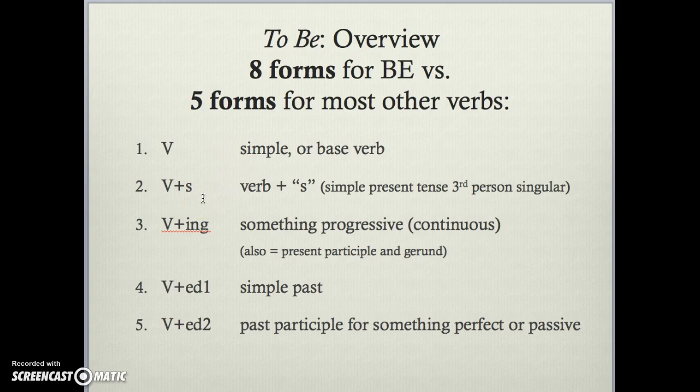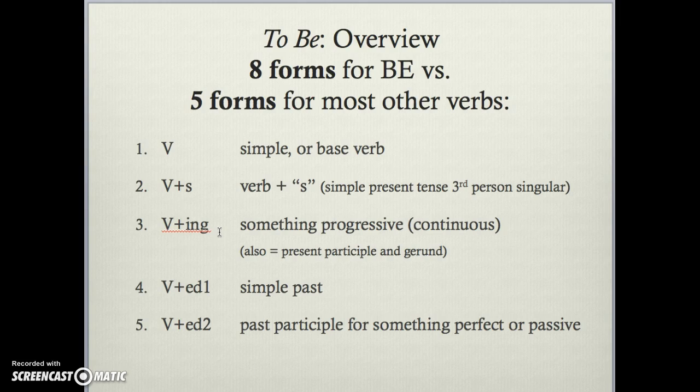Then we have verb plus s, which we use for the simple present tense, third person singular affirmative. And that's very challenging because English is one of the only languages that singles out third person singular affirmative as something different by adding the s. Third, we have v plus ing. This is going to indicate that the verb expresses something progressive or continuous, or it could also be a present participle or a gerund, depending on how that form is used inside of the sentence.